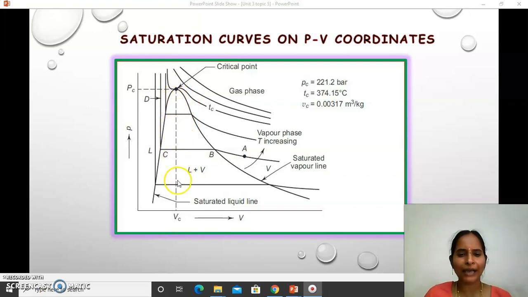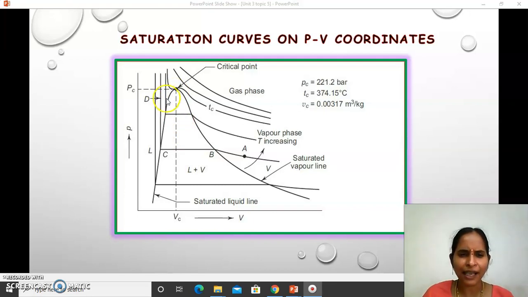So what you can understand is the latent heat of vaporization. As I told you, latent heat of vaporization is the heat required for converting the saturated liquid to saturated vapor at constant pressure and constant temperature, which depends upon the pressure level. When the pressure is increasing, the latent heat, that is the amount of heat required, continuously decreases, and at the topmost point you can see the critical point.